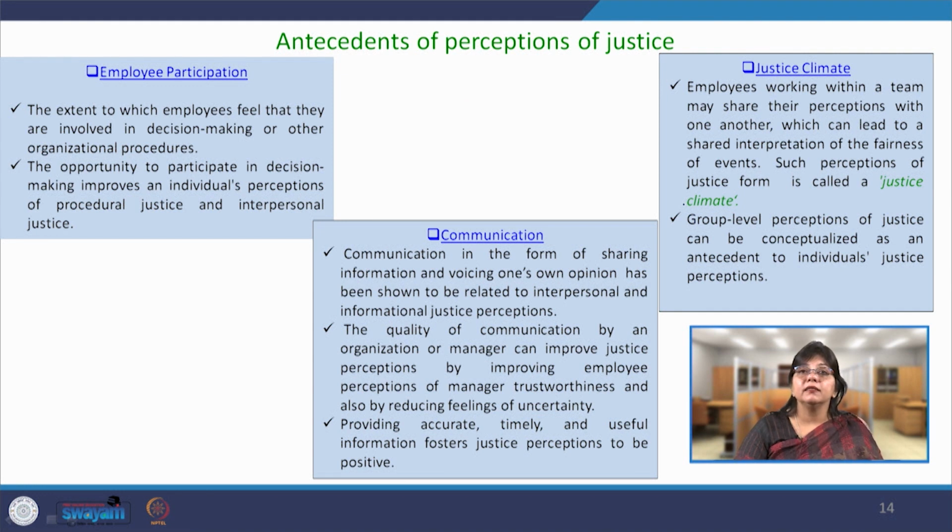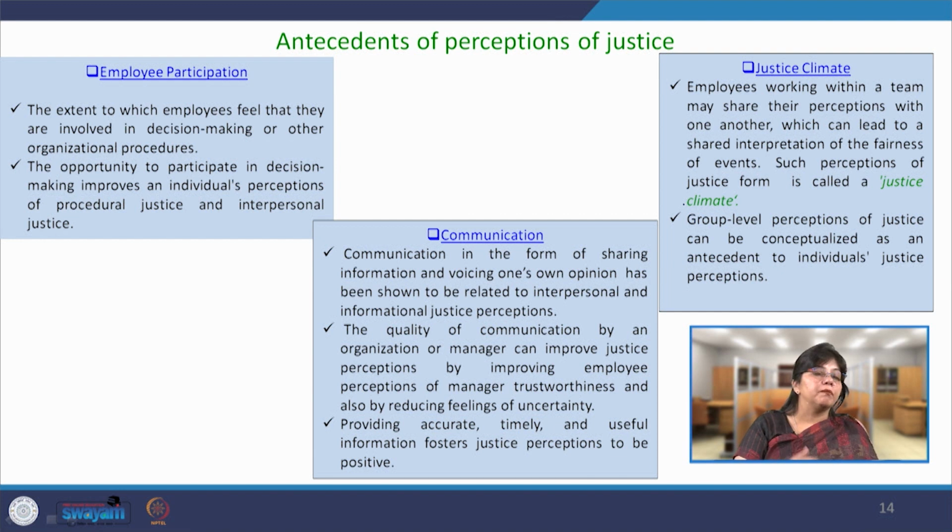Next comes antecedents of perceptions of justice. This connotes what conditions will foster organizational justice at the workplace. Social psychologists and OB professionals have identified three major antecedents to organizational justice. The first is employee participation, the extent to which employees feel that they are involved in decision making and have the opportunity to participate in decision making, which improves individual perceptions of procedural and interpersonal justice.